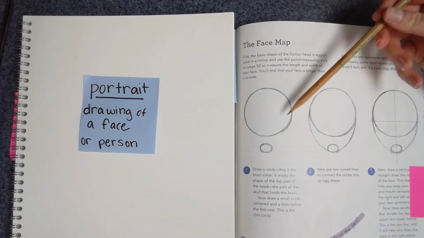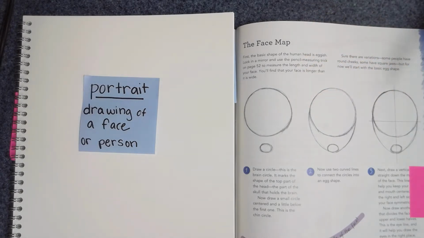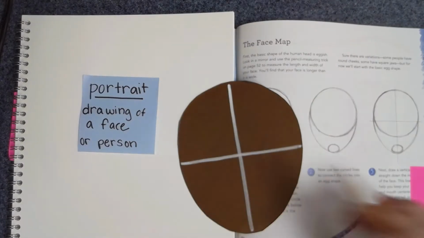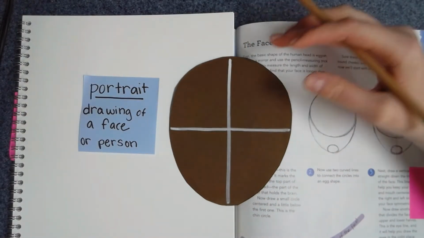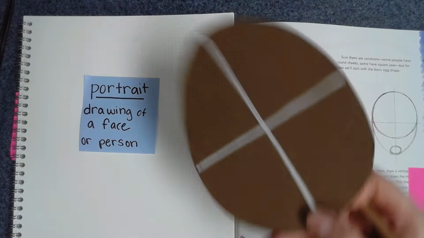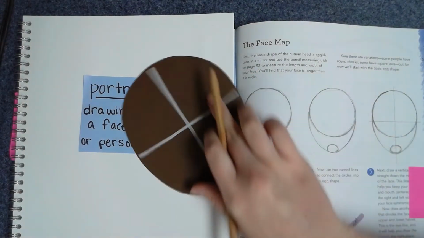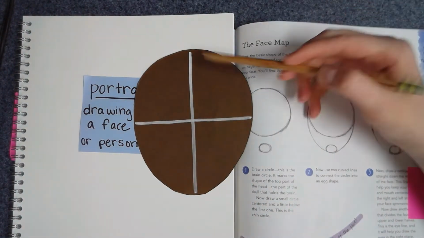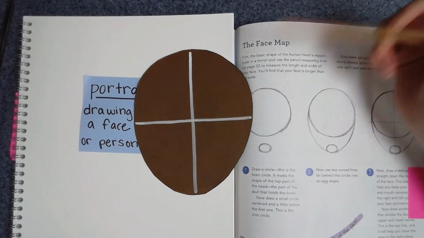This book that I have breaks this down into 3 steps. In my opinion, that's kind of too many steps. You probably just need to start with an oval shape. So I have this cardboard cut out of a head shape, and it just looks like an egg that I flipped upside down. And I drew a plus sign or a cross on it.